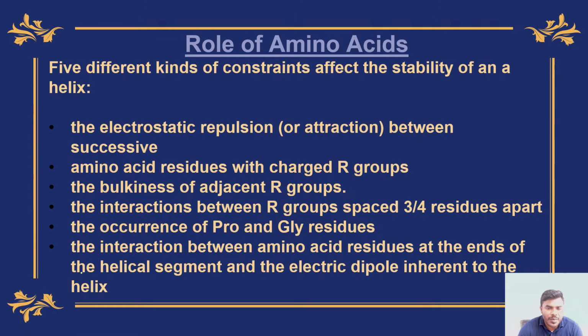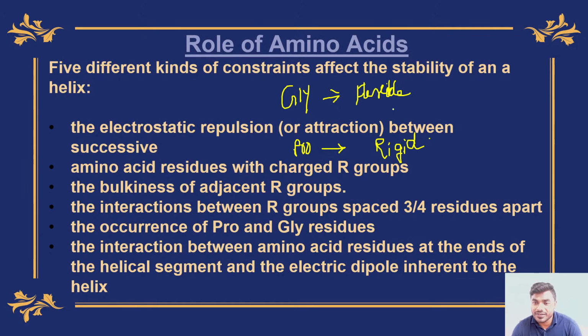And we will use two words: glycine is a flexible amino acid, and proline is a rigid amino acid. There is no doubt about it. When an abundant amount of glycine is present, friends, I can conclude that it is flexible.